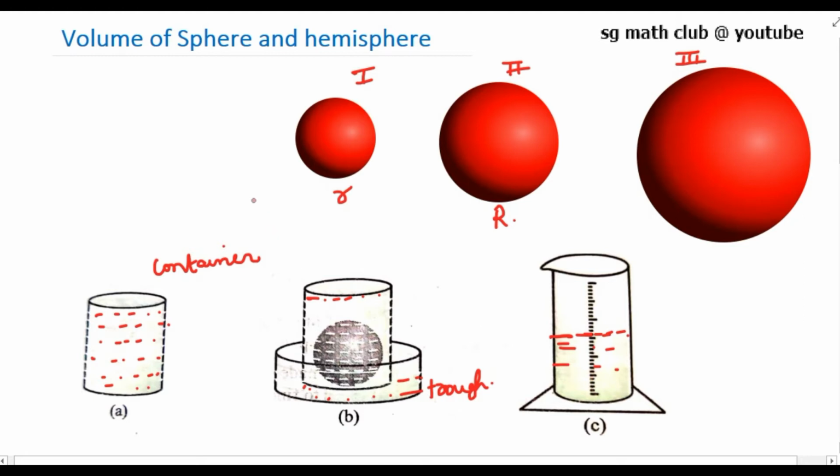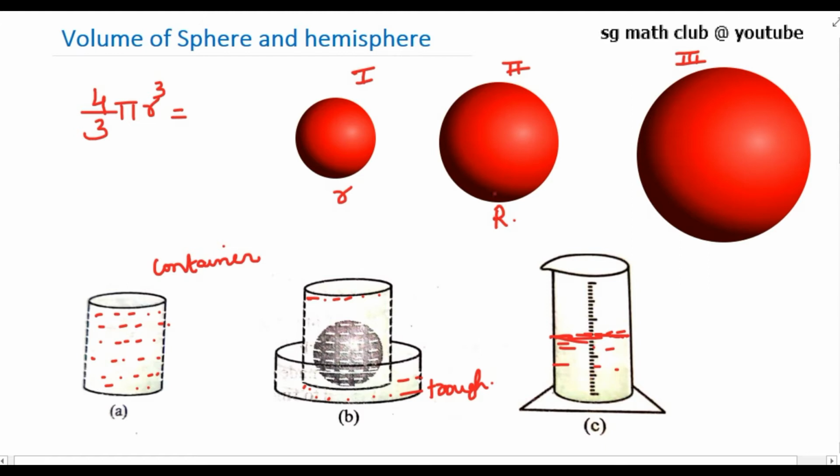Now, at the same time, you can calculate 4 by 3 pi r cube, that is, 4 by 3 pi times the cube of the radius of the first sphere. You can see that this value and the volume of the water from this measuring jar will be the same. Now, if you want, you can repeat this experiment with the second sphere.